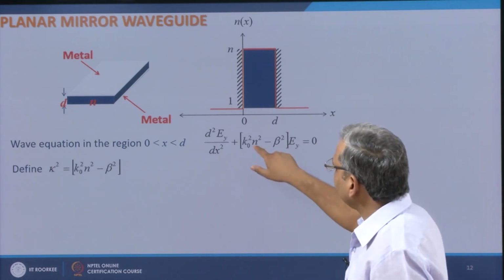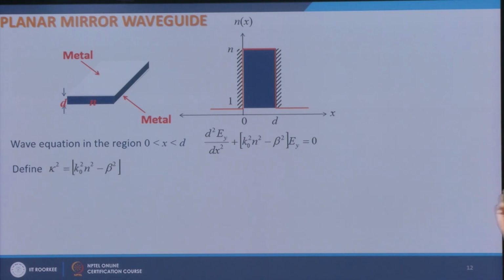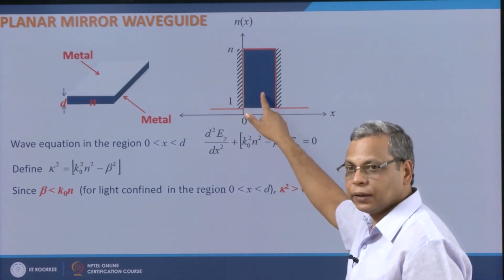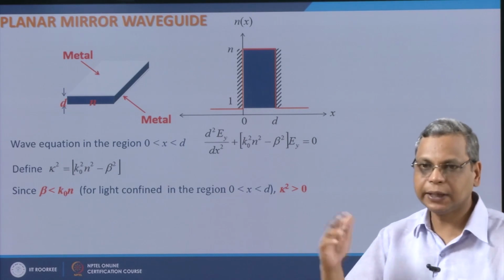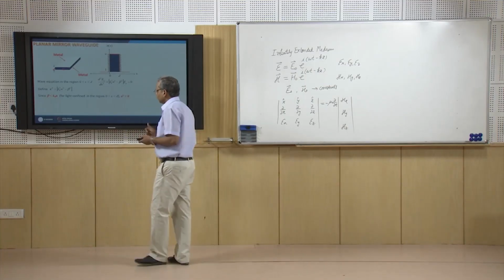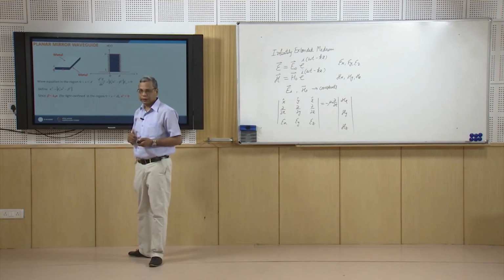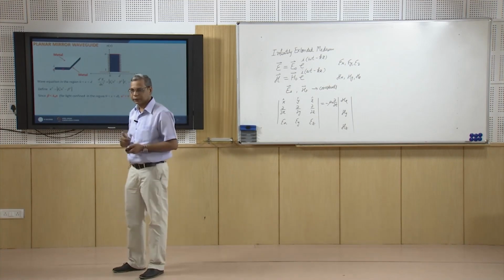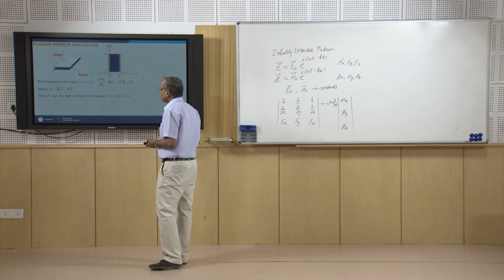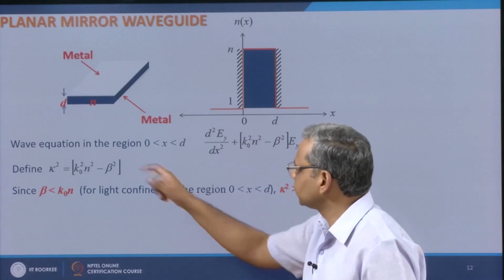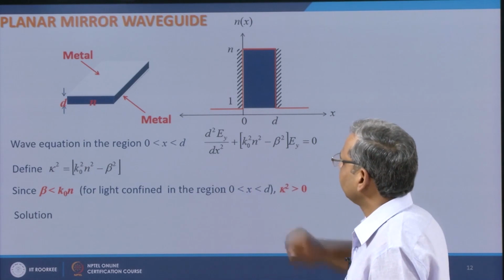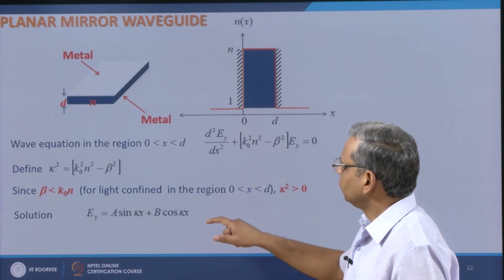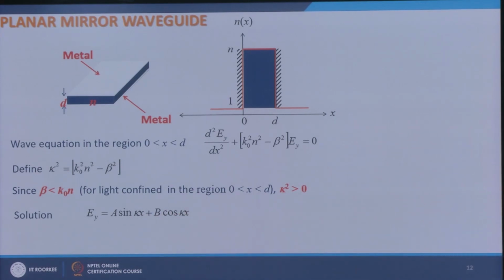Now, let me define this k naught square n square minus beta square as some kappa square. Since I know that beta, which is the propagation constant of the wave in this region, has to be less than k naught n, it cannot be greater than k naught n, okay, because propagation constant cannot be greater than the propagation constant of the medium itself, okay, of infinitely extended medium. So, beta is less than k naught n. So, kappa square is always greater than 0, which means that the solution of this equation would be Ey is equal to a sin kappa x plus b cosine kappa x.